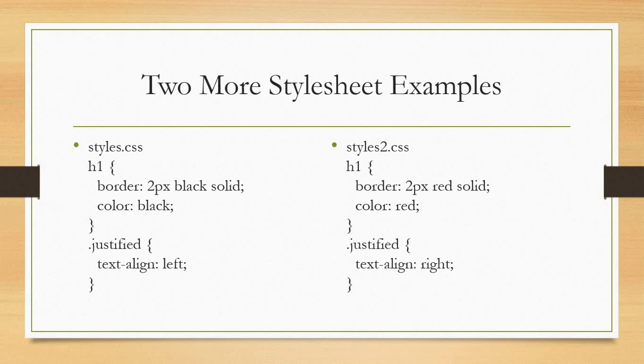So here are two more style sheet examples. You'll notice we've created a solid black border and we've justified our text to the left. In this example, we've now made our solid border red with our header, and we've the text aligned and justified to the right.